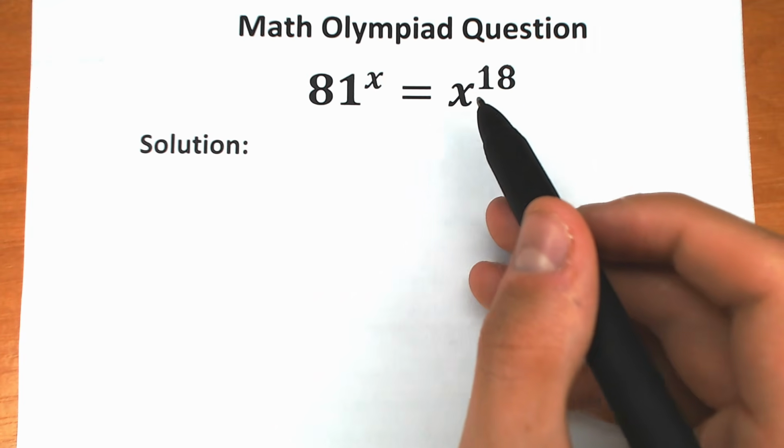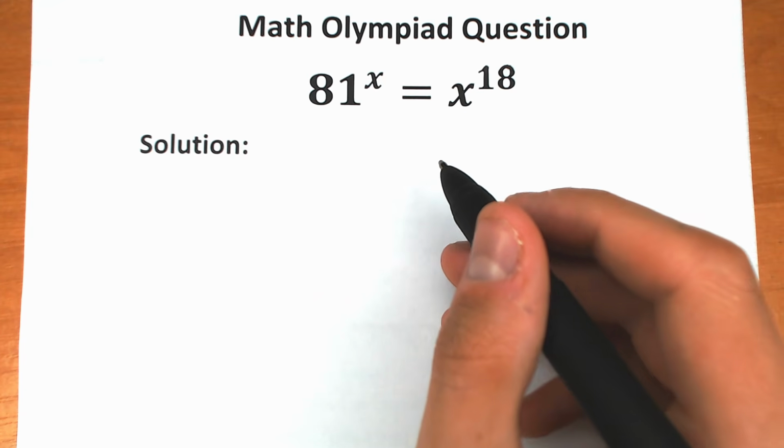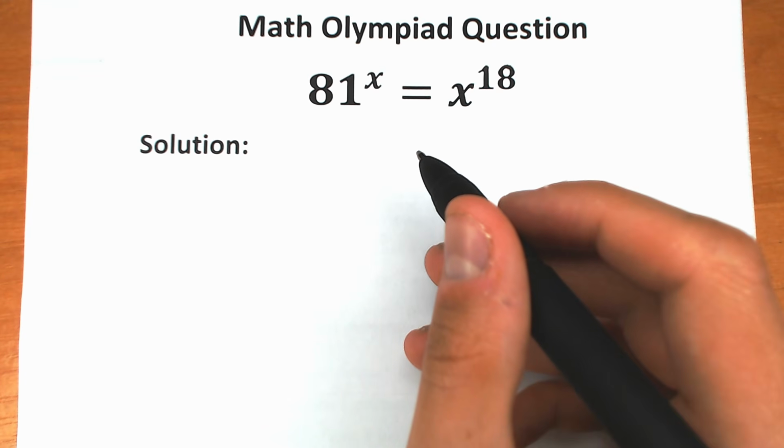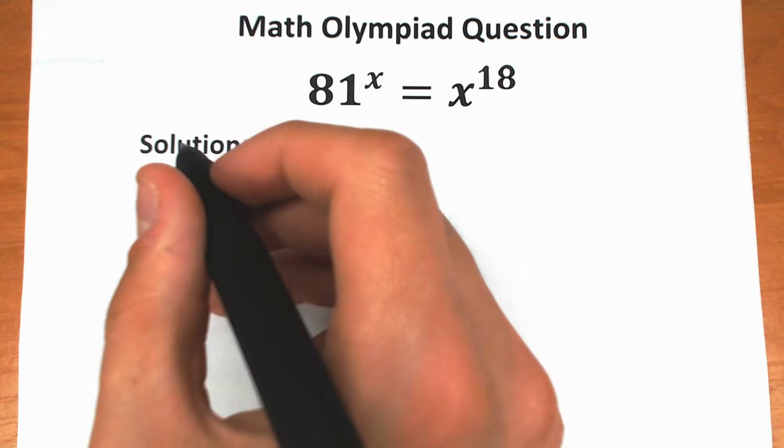Really interesting exponential equation today: 81 to the power x equal to x to the power 18. So how can we solve this challenge? In this video, I'm going to fully explain how we can do this, and I'm going to show you two methods to solve this challenge. So let's start with the first method.